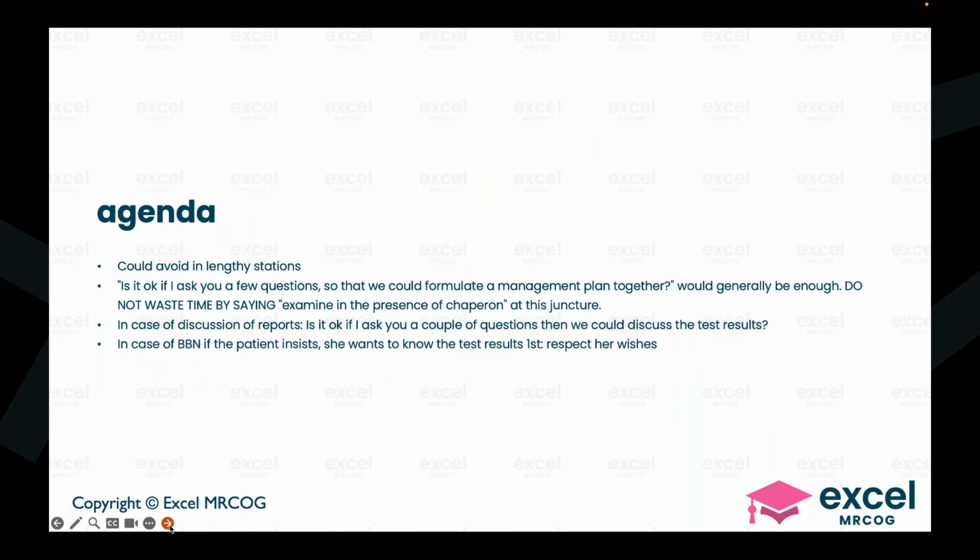So, agenda setting. We have covered the initial bit, that is the introduction. Now agenda setting. You could avoid it in lengthy stations, where there are a lot of things described. Don't say that all this has happened, that I would be taking history, I would be examining, and then I would discuss your plan, etc. No, you can just start.